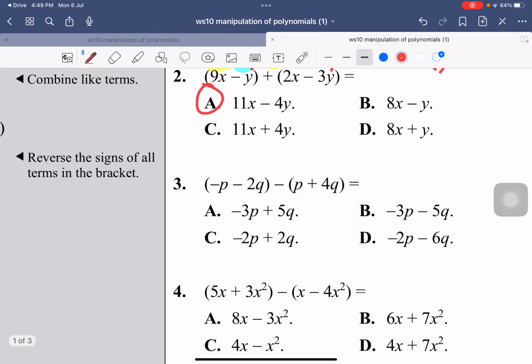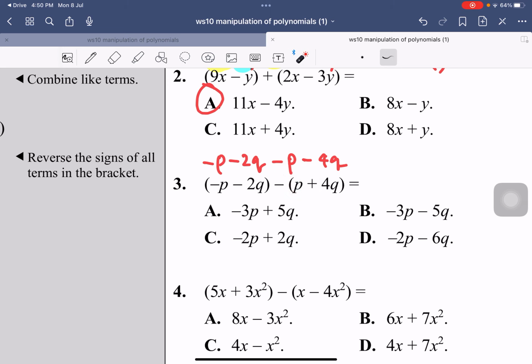For the third question, you can see this is a bracket, but there's a negative at the front. So we need to change both of the signs, right? For the first part, there's no sign at the front, so we don't need to change anything. So negative p minus 2q. But for the second part, it should be negative p, negative 4q. So say it again: we have a bracket, the sign in front of it is negative, so we need to change both of the signs.